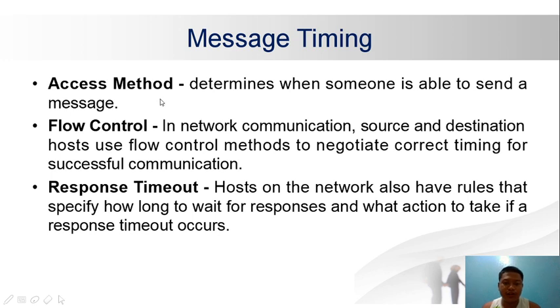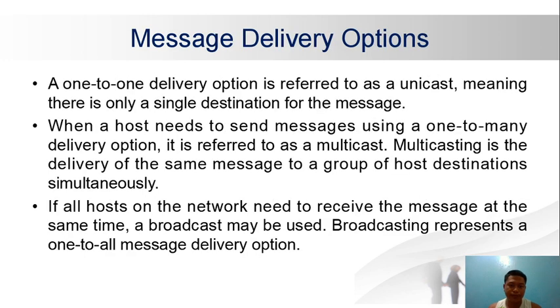Access method determines when someone is able to send a message. Flow control. In network communication, source and destination hosts use flow control methods to negotiate correct timing for successful communication. And the last is response timeout. Hosts on the network also have rules that specify how long to wait for responses and what action to take if a response timeout occurs.